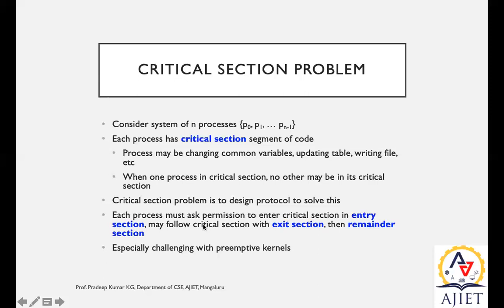Now this scenario is a little bit challenging with preemptive kernels. Preemptive means that if there is an interrupt, or a highest priority process has entered the queue, the system should automatically give permission to execute that higher priority process. That is preemptive. Non-preemptive does not allow this. Okay, so now we'll see the critical section.